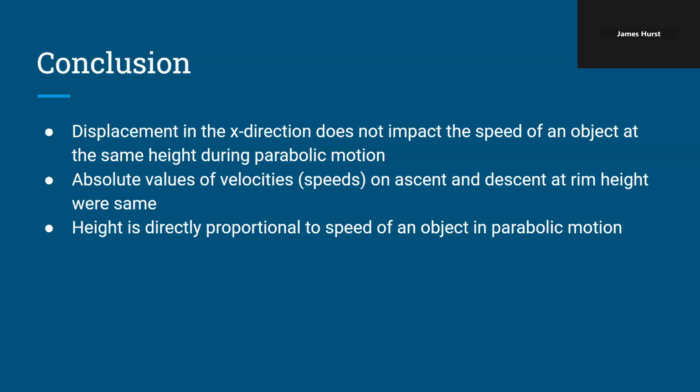So in conclusion, I found that the displacement in the x direction does not impact the speed of an object at the same height during parabolic motion. And that absolute values of velocities, speeds on ascent and descent at rim height, the same height, were the same. And so height is directly proportional to the speed of an object in parabolic motion.